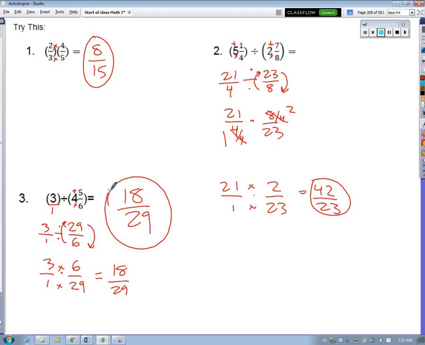Okay, hopefully you guys found that useful. Again, follow those simple steps. Multiply across the top, multiply across the bottom, simplify. Division, only thing you need to do is flip that second fraction. So hopefully you find that a little easier than doing addition and subtraction.